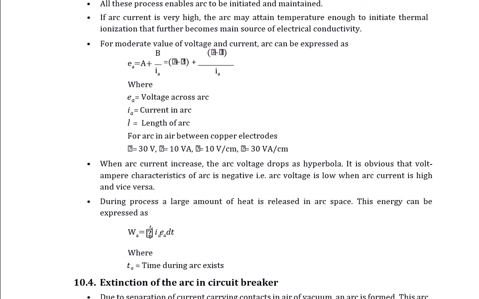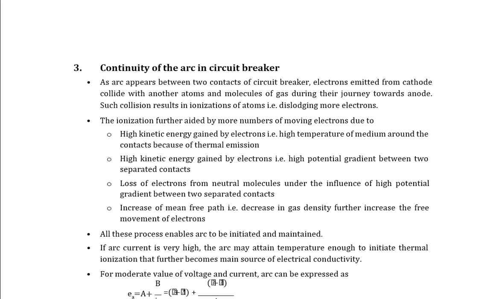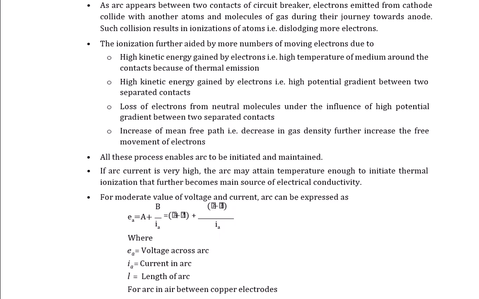During the process, a large amount of heat is released in the arc space, and this energy can be expressed by this equation. It is the integration from 0 to Ta of ia, ea dt, where Ta is the time during which the arc exists. This is how we can get some idea about why an arc is generated and how we can quench the arc. In the next lecture we will see how we can quench the arc.